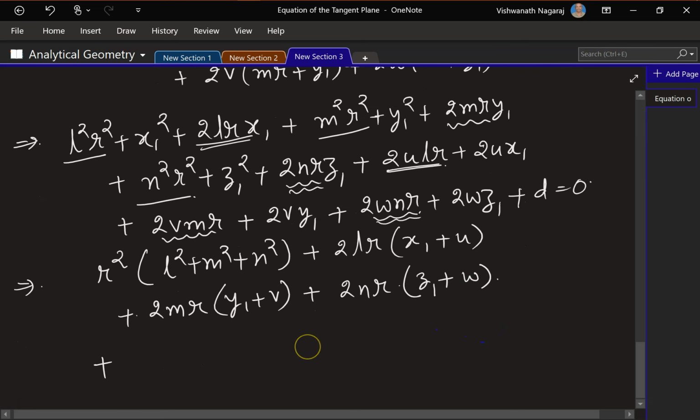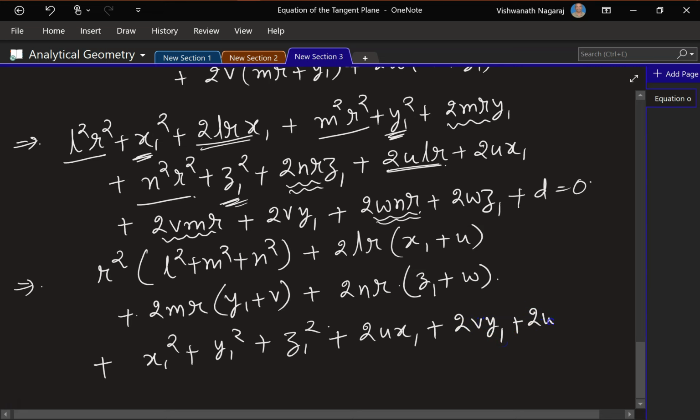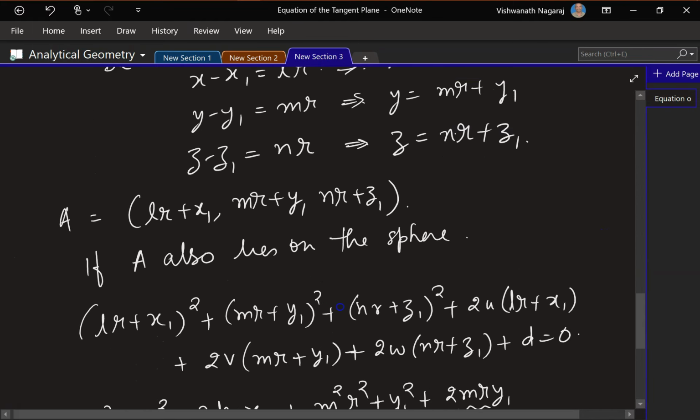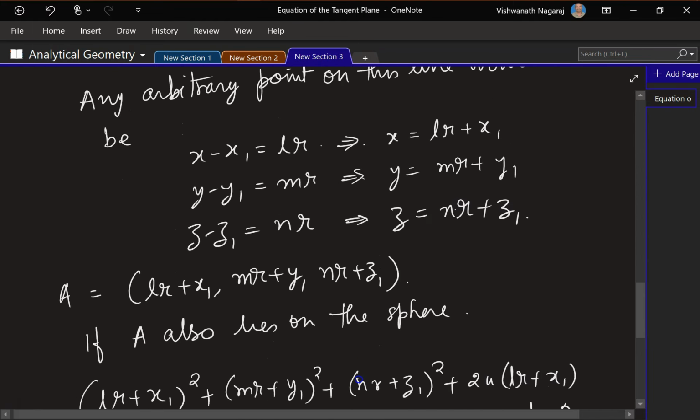Then what else is left out? x1 square plus y1 square plus z1 square. Then we have 2ux1 plus 2vy1 plus 2wz1 plus d equal to 0. Now, if you notice this entire thing, we have seen that this is equal to 0. Yes, where have we seen that?